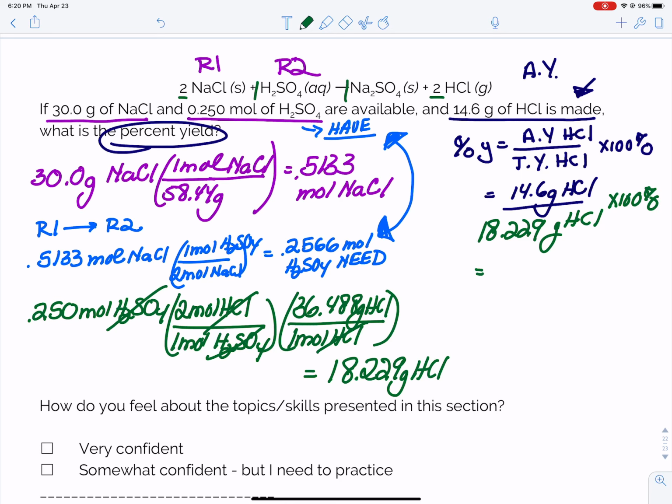So I had to do a limiting reactant problem. Then I figured out which one was my limiting reactant. I figured out what my theoretical yield was. Divide those two. All these numbers have 3 significant figures with them, so my answer is going to have 3 significant figures. Divide and then multiply by 100%, and I get 80.1%.